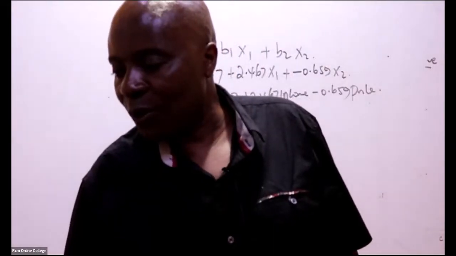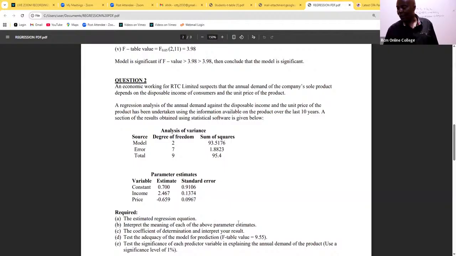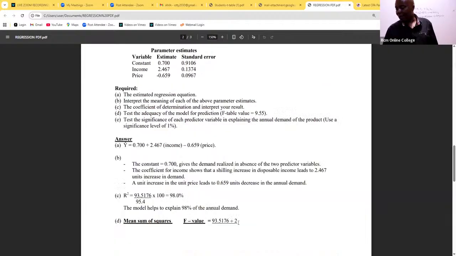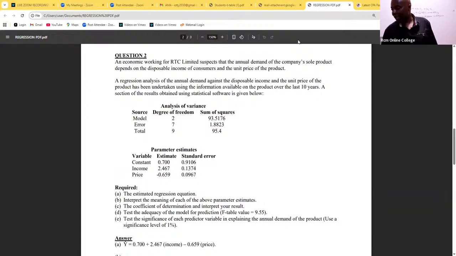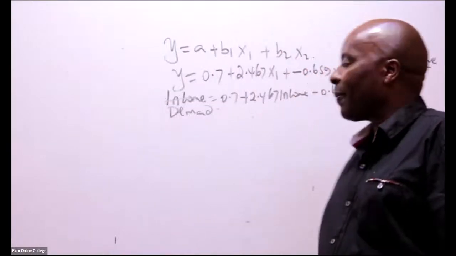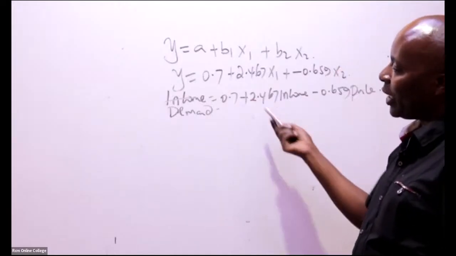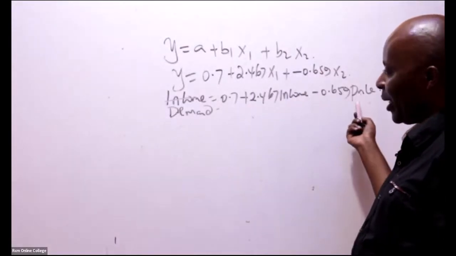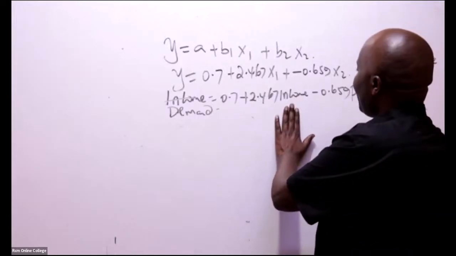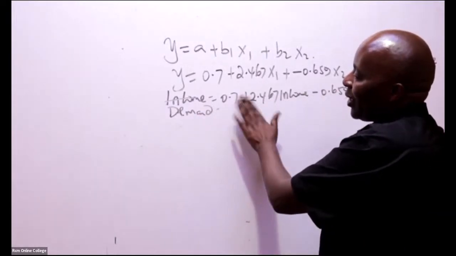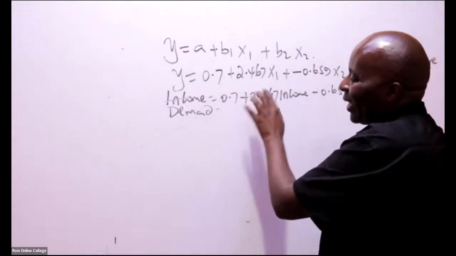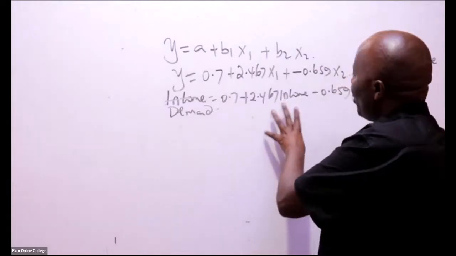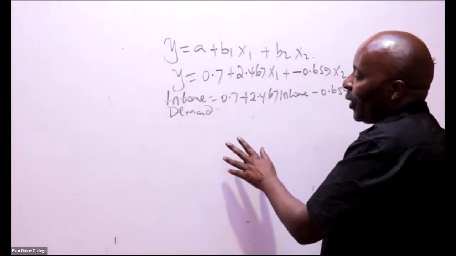So we look at Roman 2. Roman 2 of this question wants us to interpret the meaning of each of the above parameter estimates. Let me just explain here a little bit, and then we read. You see this 0.7 is a constant demand. This 0.7 is the demand when income is 0 and price is 0. If income is 0 and price is 0, then demand will be exactly 0.7. So this 0.7 is the constant demand, which is not dependent on income nor price.